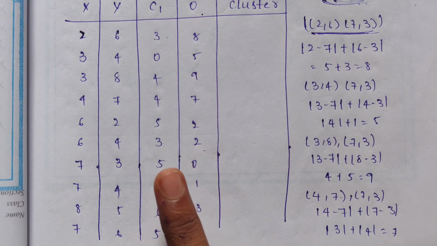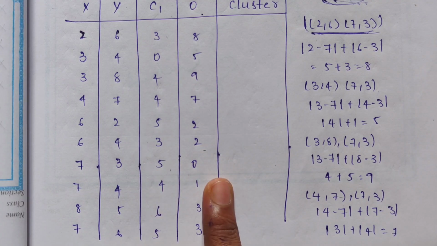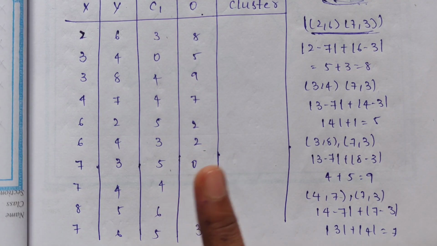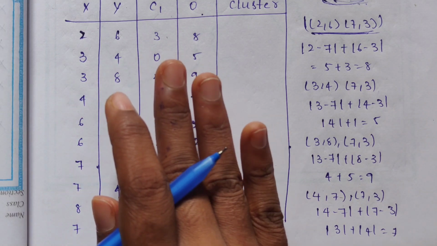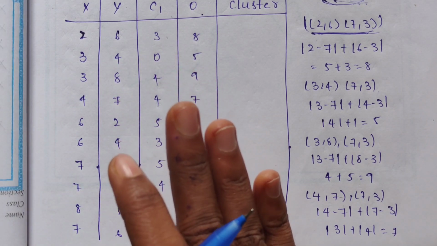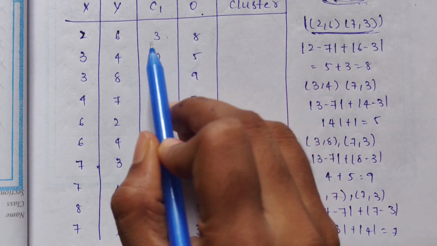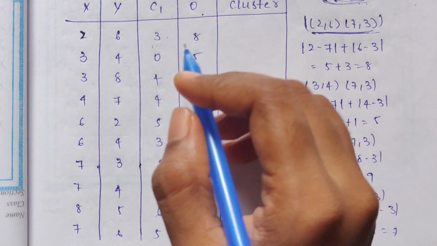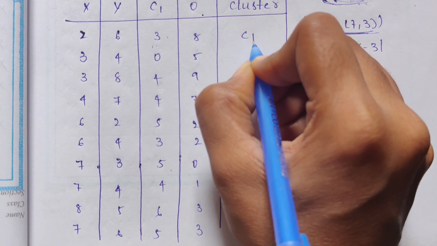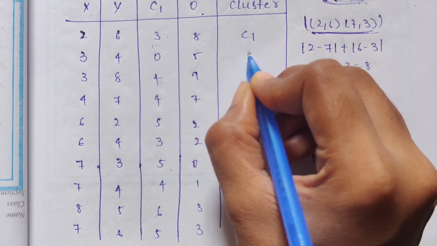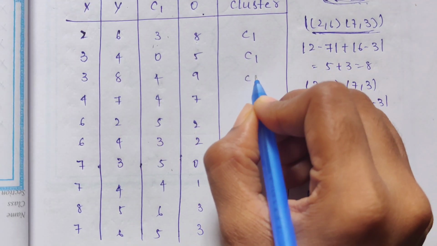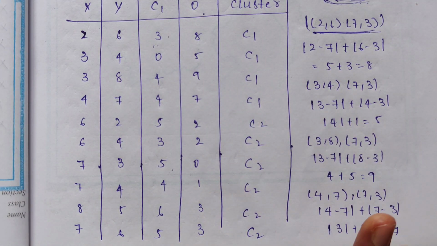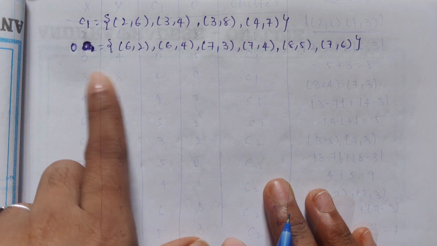And by checking which cluster has the lesser value, that data point belongs to that cluster. We know this rule, right? And here 3 and 8. Here 3 is the lesser value, so 2, 6 belongs to cluster 1. Here similarly cluster 1, and here cluster 1, here cluster 1. This is how we have classified the data points into clusters. And these are the cluster values.